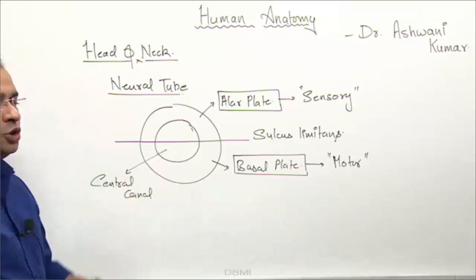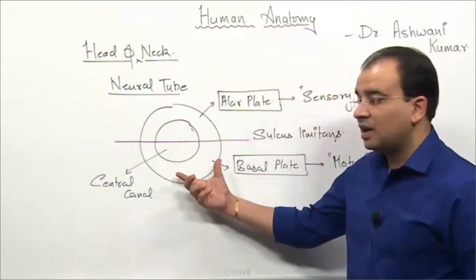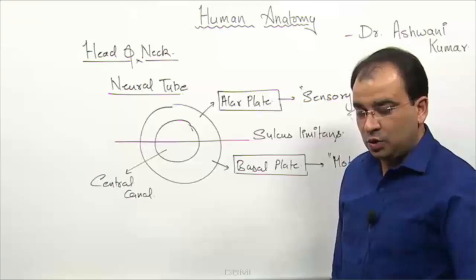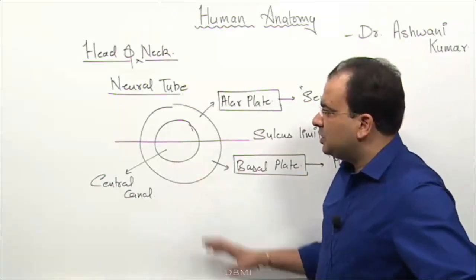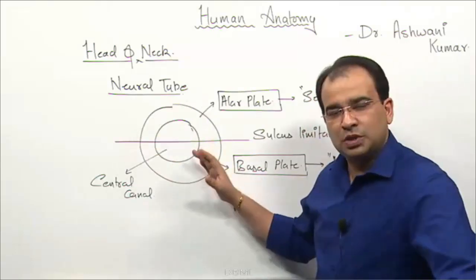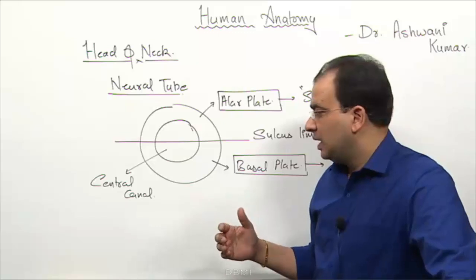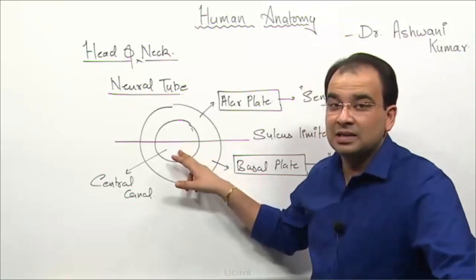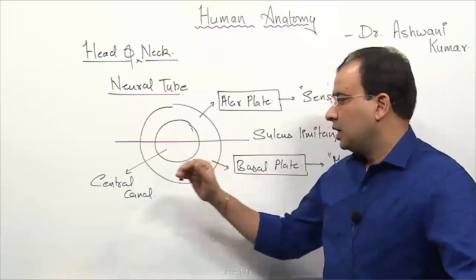Let's say this neural tube is forming the spinal cord, so this is going to give rise to the central canal of the spinal cord. Now you cannot have the same arrangement in the case of the brainstem. Imagine you are looking at the neural tube which is going to form the brainstem, that is pons, medulla oblongata and midbrain. Then you cannot have a central canal inside. Instead, what you'll have there is the 4th ventricle.